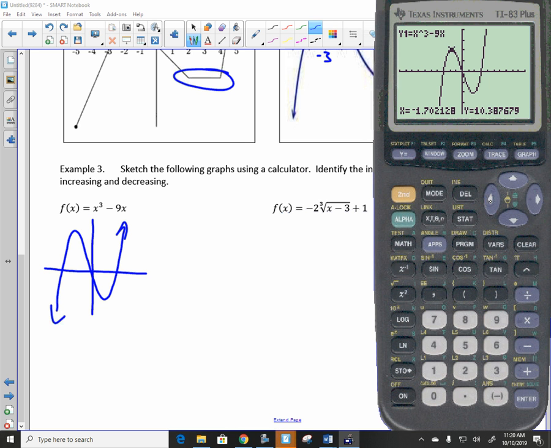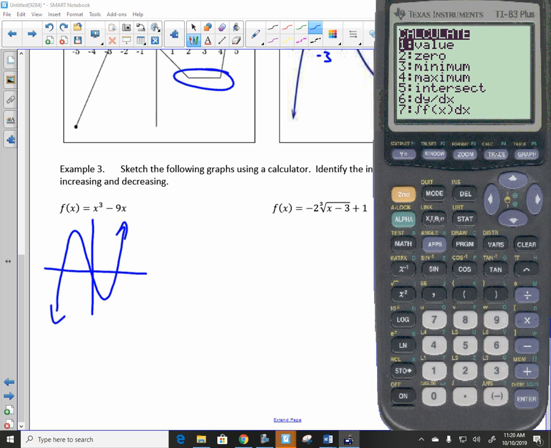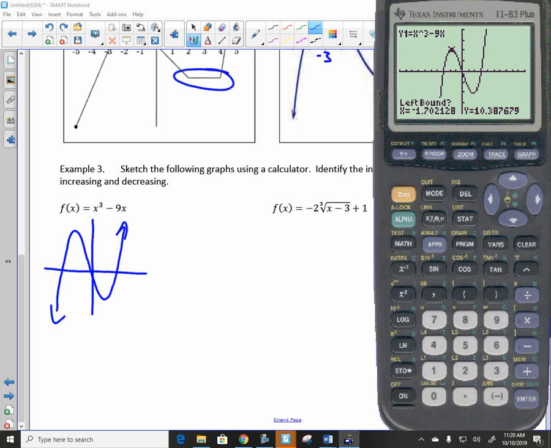As you look at the x coordinates, those are estimated, but I'd like to come up with a more exact number. Does anybody remember how we could use our calculator to come up with that exact value? Very good. Second, calculate maximum, number 4. So I move to the left, press enter. I move to the right, press enter. And I press enter on guess, and it has it at negative 1.73. So therefore, I am increasing from negative infinity to negative 1.73.